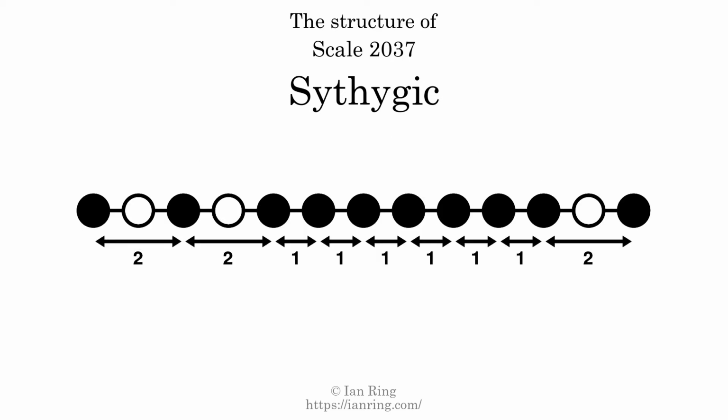The structure of a scale is a description of the interval distance between each successive tone. This scale has a structure of 2 2 1 1 1 1 1 1 2.